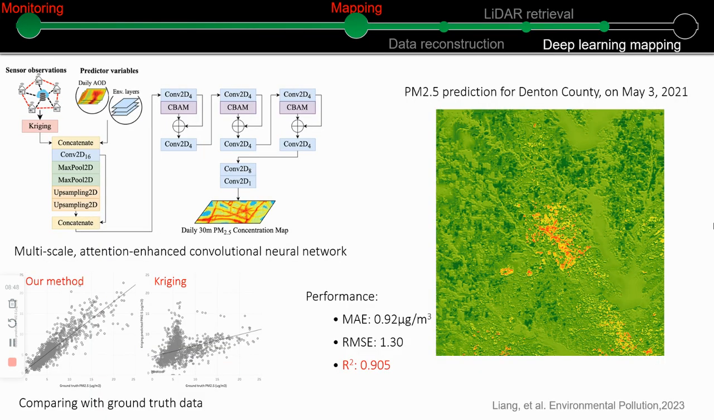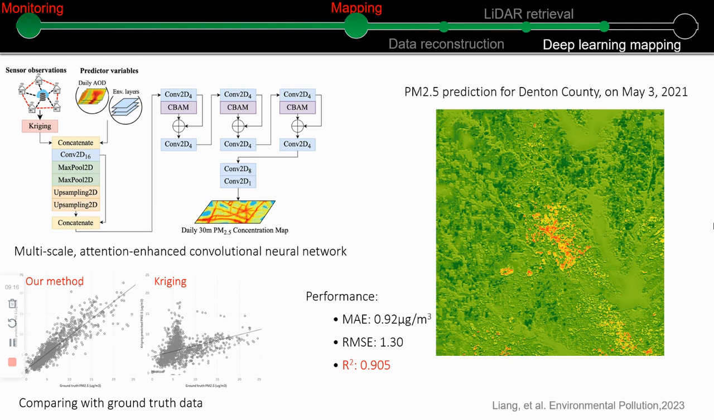Using those daily AOD and static surface vertical morphology data, and also some indexes related to road networks, we can blend those datasets in another machine learning tool. This is using the multi-scale attention enhanced CNN approach. So this is the output map, and generally its performance with the spatial map.